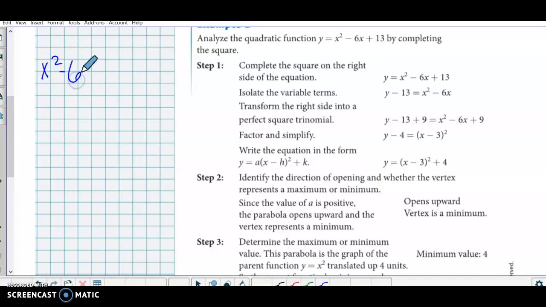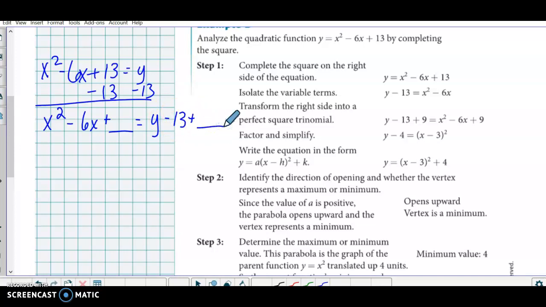I'm going to write it so that the y is on the right hand side so that it doesn't look so confusing. So we're going to move C: x squared minus 6x plus blank equals y minus 13 plus blank. We're going to leave the y here because we want to change it to vertex form. So negative 6 divided by 2 is negative 3, squared is positive 9. You can see they got that here. So now I have x squared minus 6x plus 9 equals y minus 4.